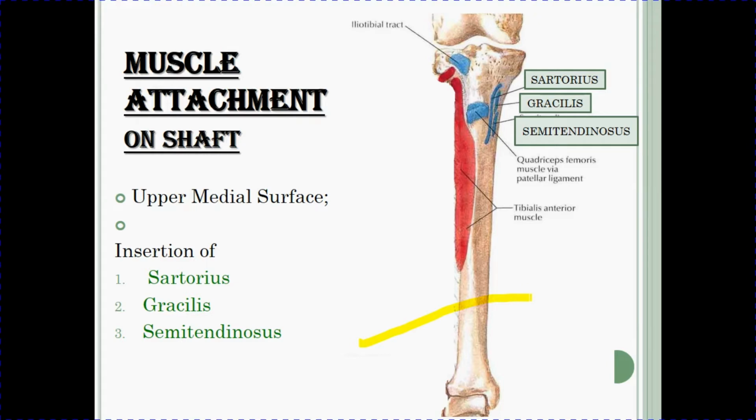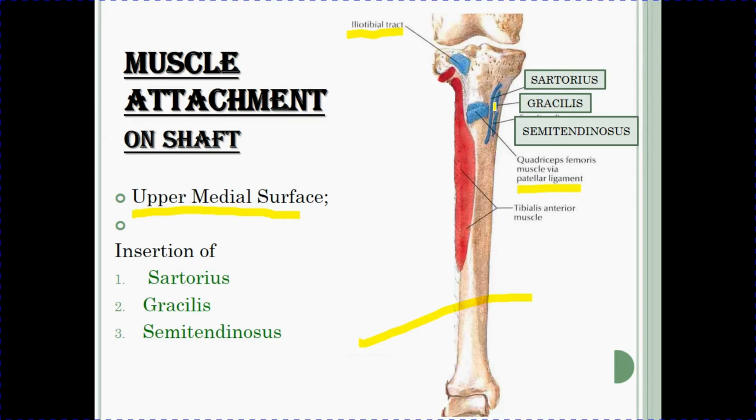The muscle attachment on the shaft. Now we will discuss the attachment on the shaft. So on the upper end, on the anterior surface, till now we had two insertions, insertion of iliotibial tract and the insertion of quadriceps femoris muscle via the patellar ligament. Now you see the shaft has a medial surface and a lateral surface. When you look at the upper medial surface, I am repeating, the upper medial surface, we will identify the medial surface with the help of the medial malleolus. This is medial malleolus and this surface is called the medial surface.